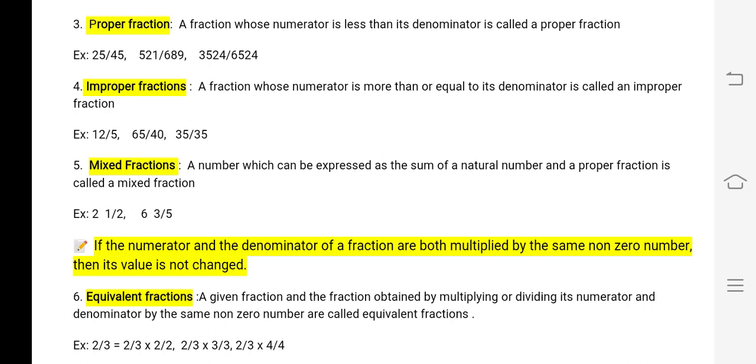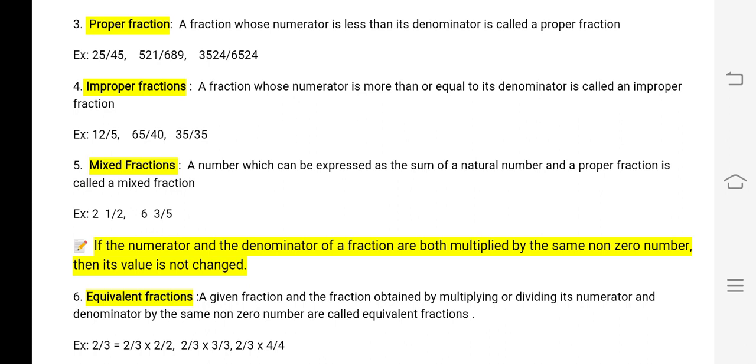Next, the fifth type is mixed fractions. When we hear the word mixed, we can understand it is a combination of something. It is a combination of a whole number and a fraction, a number which can be expressed as the sum of a natural number and a proper fraction.